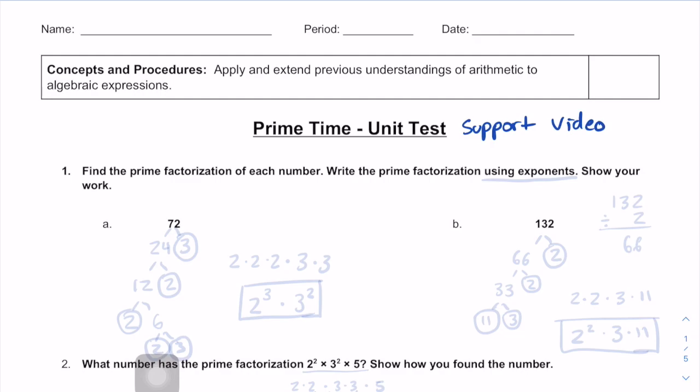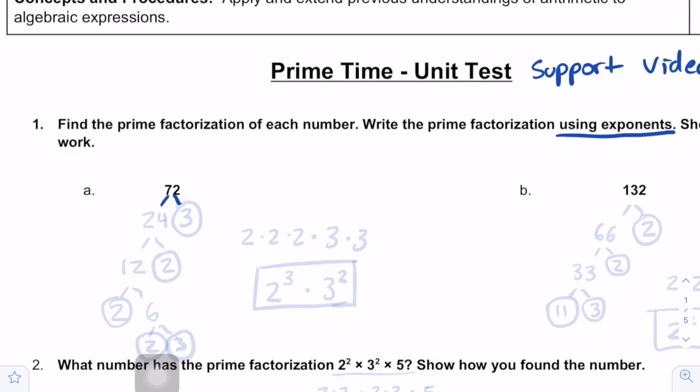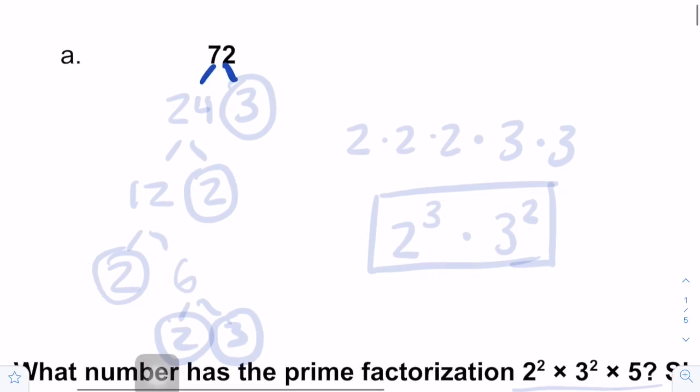So getting started with number 1, we're asked to find the prime factorization of each number, and it also says to write the prime factorization using exponents. This is going to be very important here in how we express our prime factorization, and it wants to show our work. So for 72, remember you can use any pair you want.